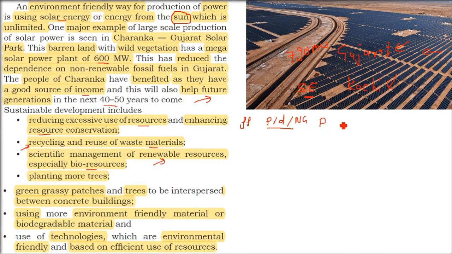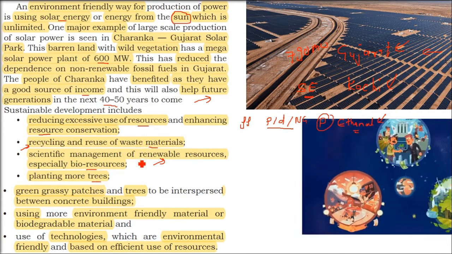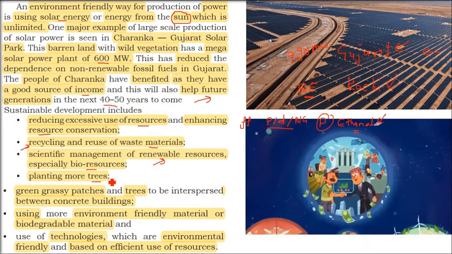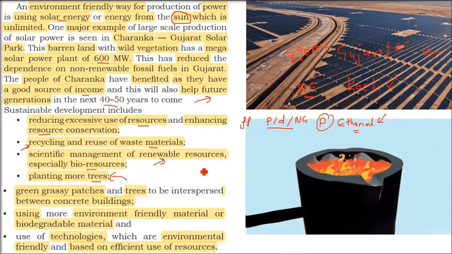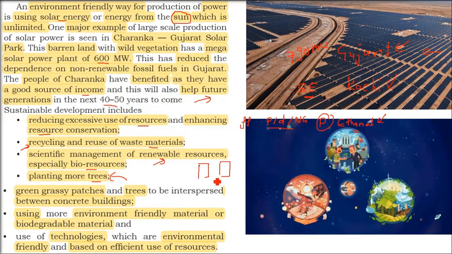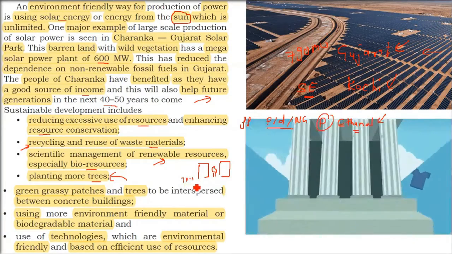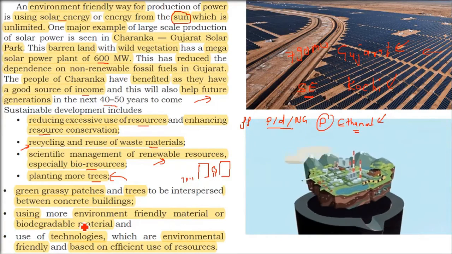And then scientific management of renewable resources. In petrol, we are mixing ethanol. So even if it is 10%, 20%, we are saving most of the energy. So these are the bioresources, biofuels. We need to apply scientific management techniques and the latest technologies. And the most important is planting more trees. Trees give you everything. They don't take anything from us. It is naturally growing. We have these concrete jungles, so just try to have trees in between them, grassy patches.